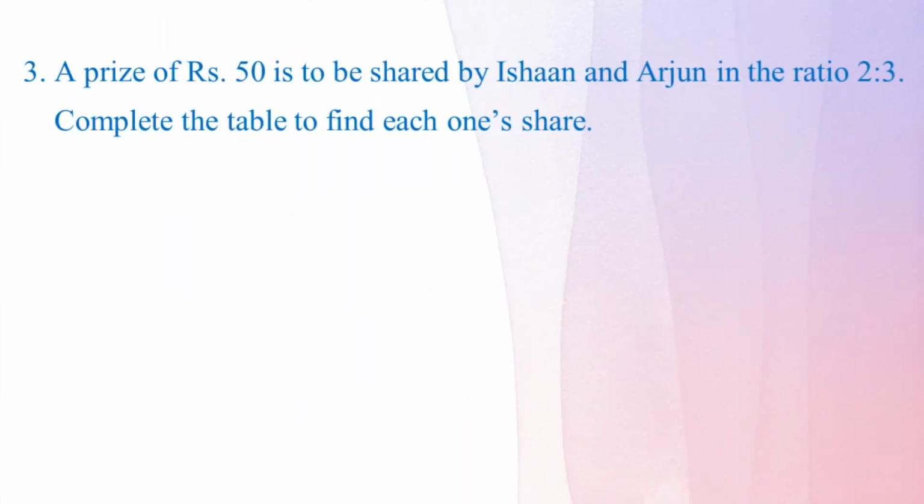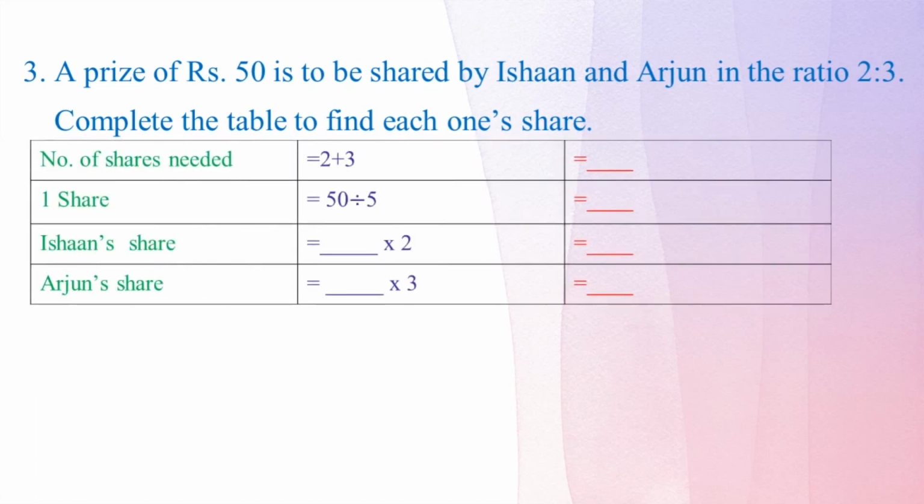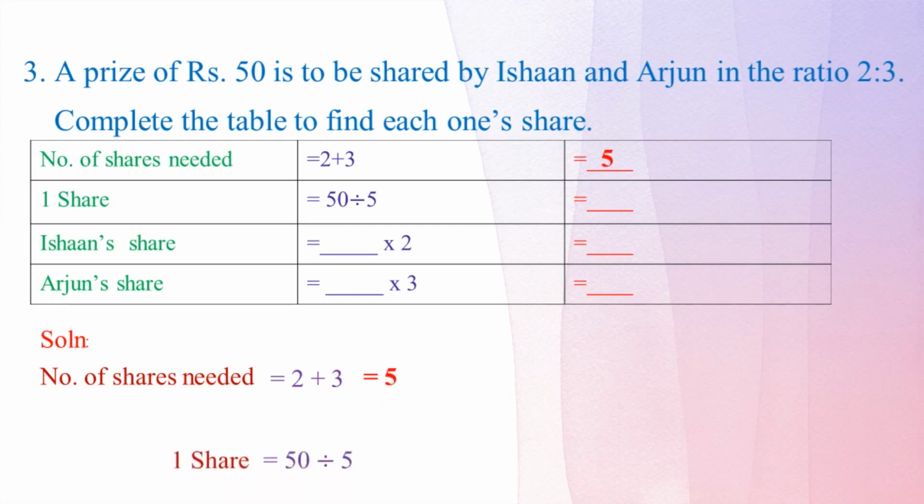A prize of rupees 50 is to be shared by Ishan and Arjun in the ratio 2 is to 3. Complete the table to find each one's share. The number of shares needed equals 2 plus 3, which is 5. For 1 share, the total amount is 50 and the total number of shares is 5, so 50 divided by 5 gives 10.